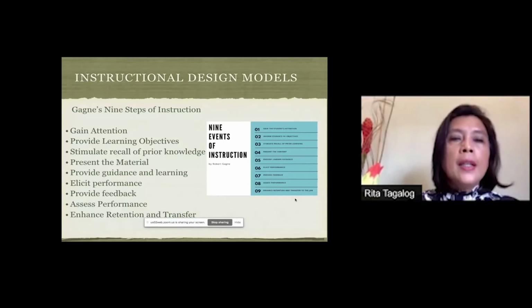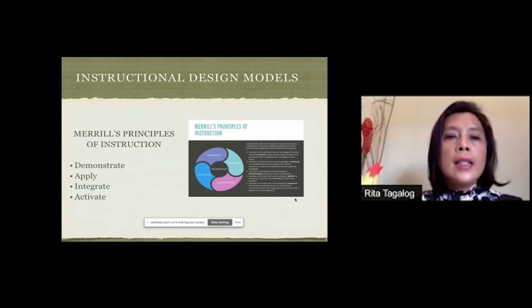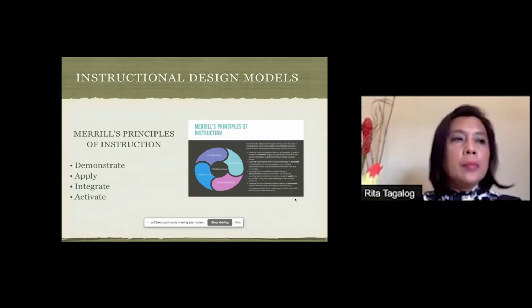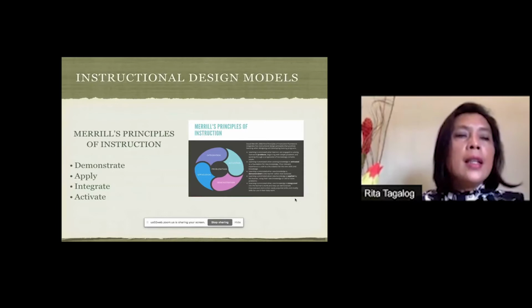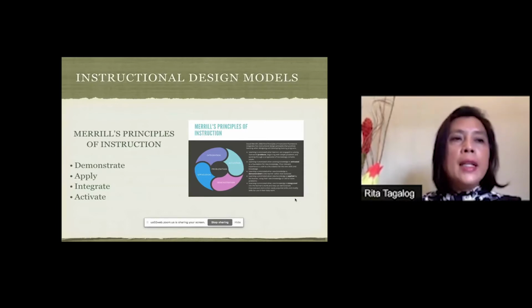The next model is what we call Merrill's principles of instruction. This model consists of the five core principles that center on task-based learning. Merrill suggested that truly effective learning experiences are rooted in problem solving. So just like what has been emphasized by Dr. Alan a while ago, that one important pedagogy is the pedagogy of inquiry.